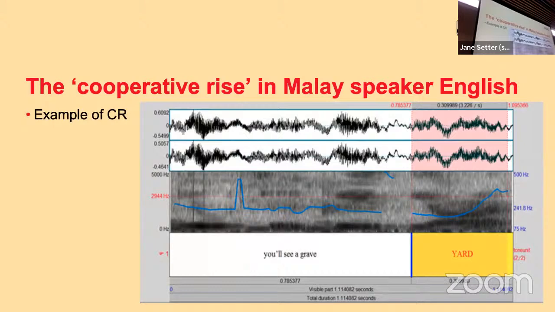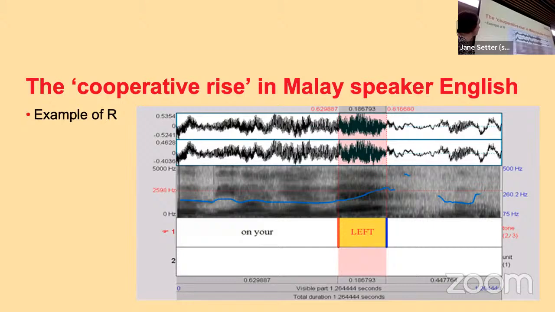And this is an example of a cooperative rise marked using Praat. She's not put the discourse stuff on here, but you can see that it's quite long, like this. Whereas this is just a straightforward rise left, which is going up like that there.